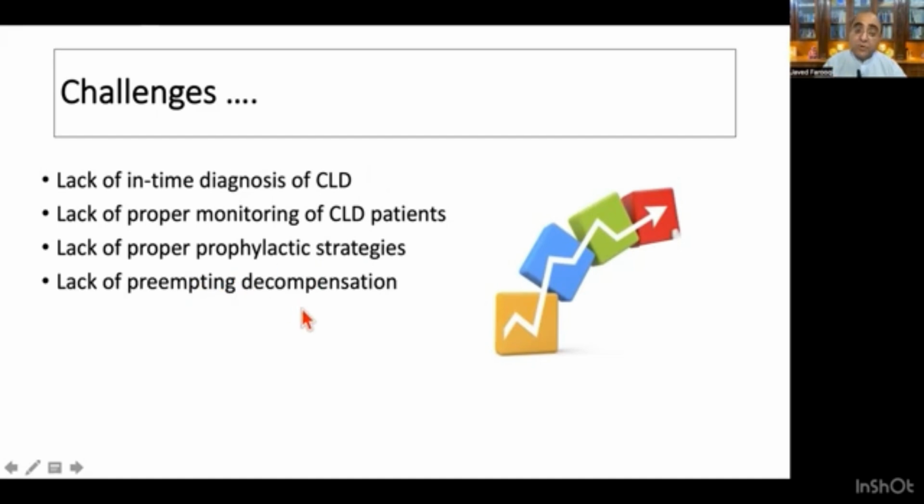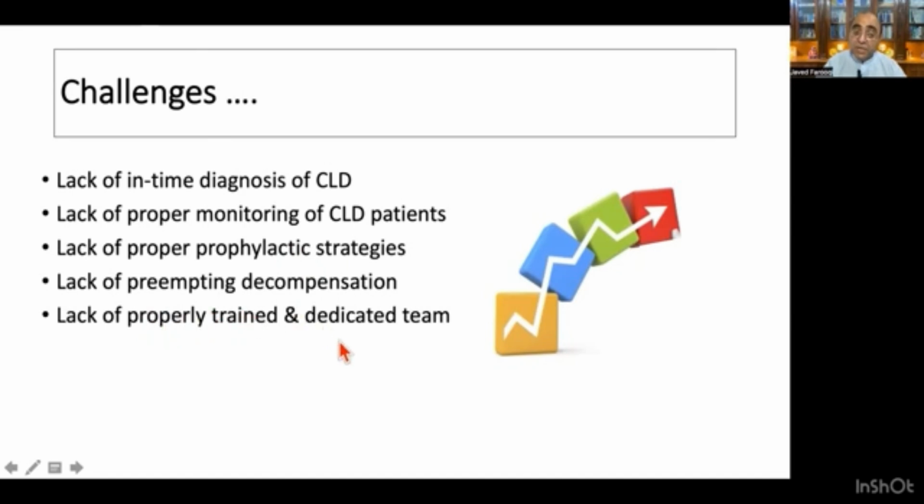This is another very important thing. We mostly miss this. We don't preempt that this decompensation can happen. So this is another challenge in the management of cirrhotic patients in our setup. Then, lack of a properly trained and dedicated team.